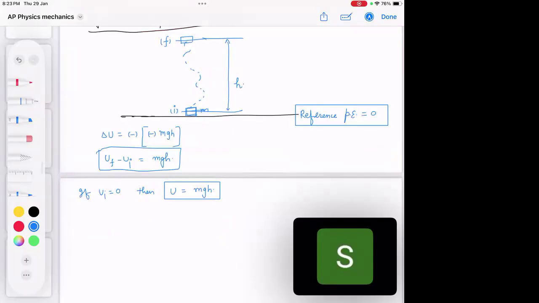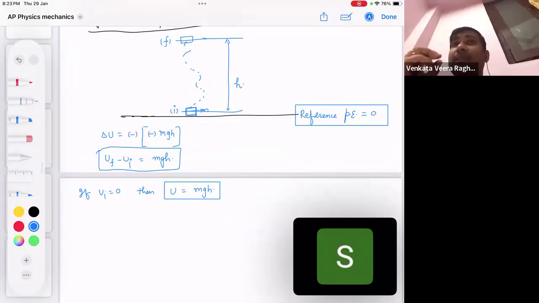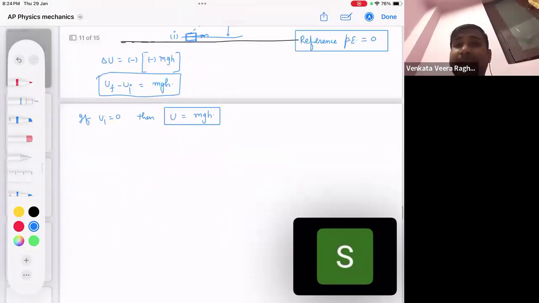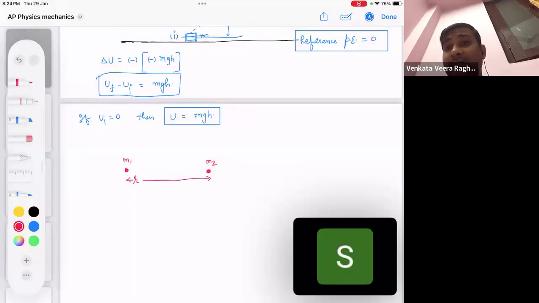Yes sir, this is the gravitational potential energy between Earth and a particle. Now, between two planets or two very far away or very heavy objects, what will the potential energy be? If m1 is the mass of the first particle, m2 is the mass of the second particle, and these two particles are a distance R away from each other, what will be the gravitational potential energy?